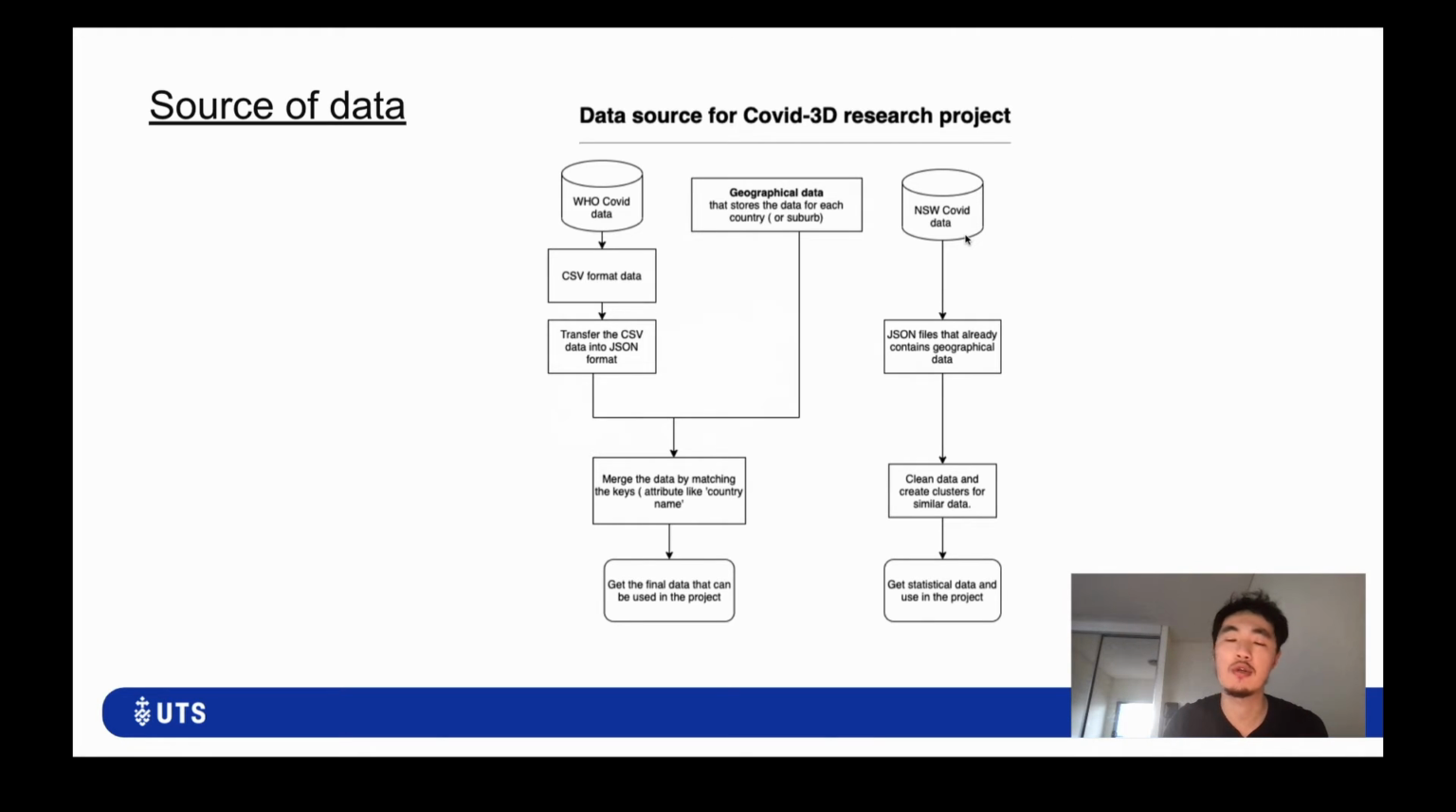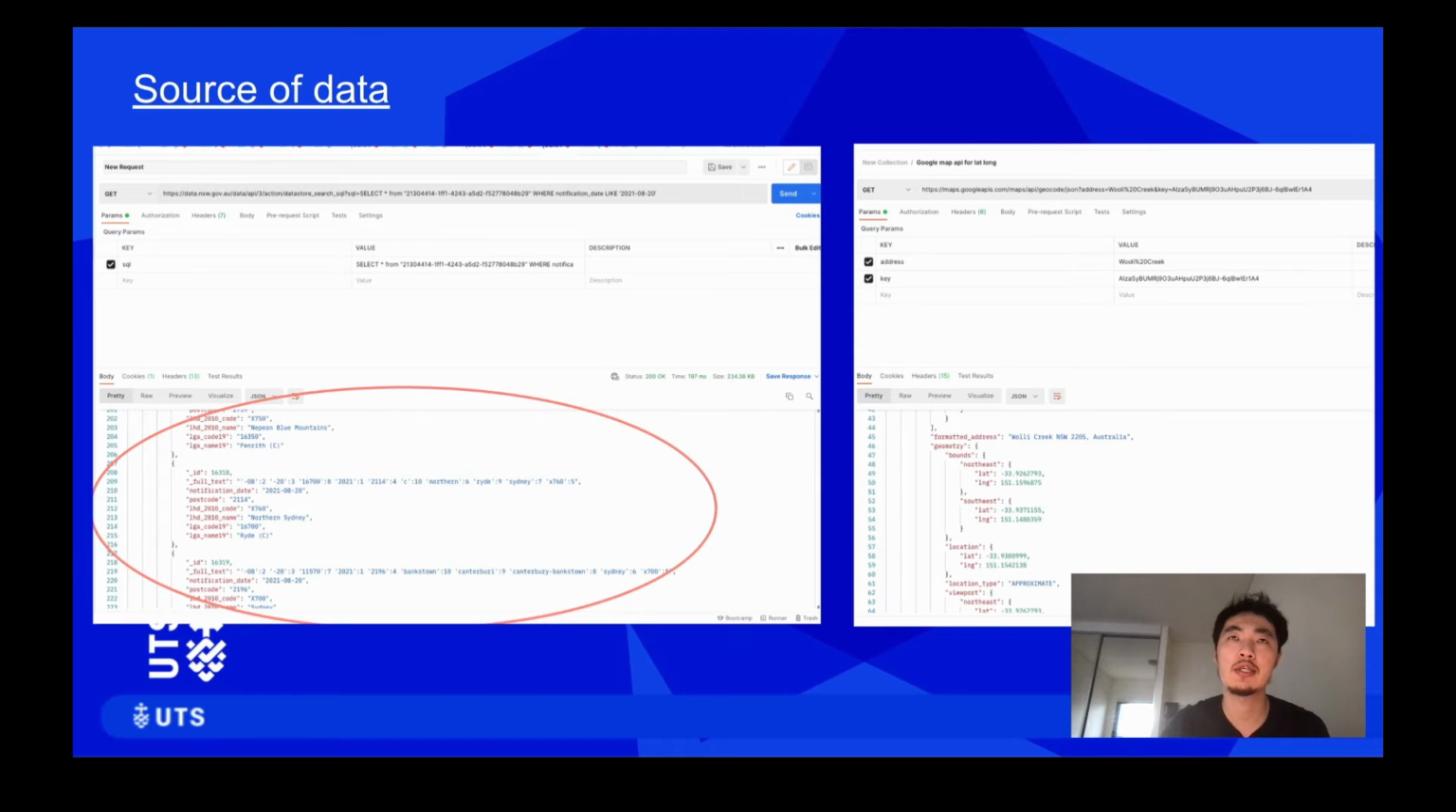And also for the New South Wales COVID data, we already have the geographical data, but we need to clean the data and create some clusters for the similar data. And after that, we will be able to get the statistical data and use it in our project for the visualizations.